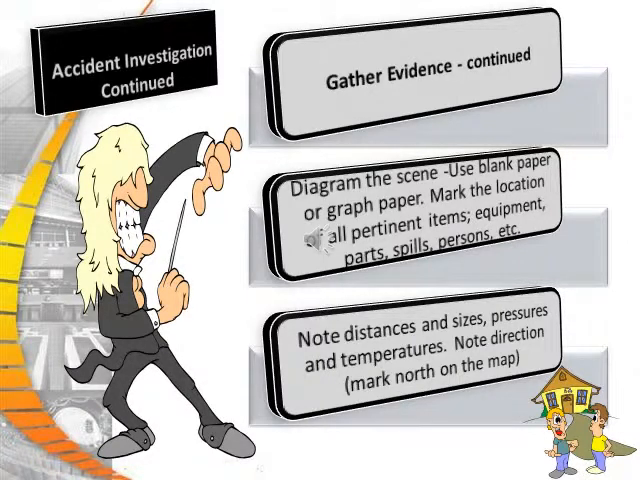Gathering evidence: diagram the scene out. Use blank paper or graph paper. Mark the location of the pertinent items, the equipment, the parts, spills, persons, etc. Note distances and sizes, pressures, temperatures, direction, etc.